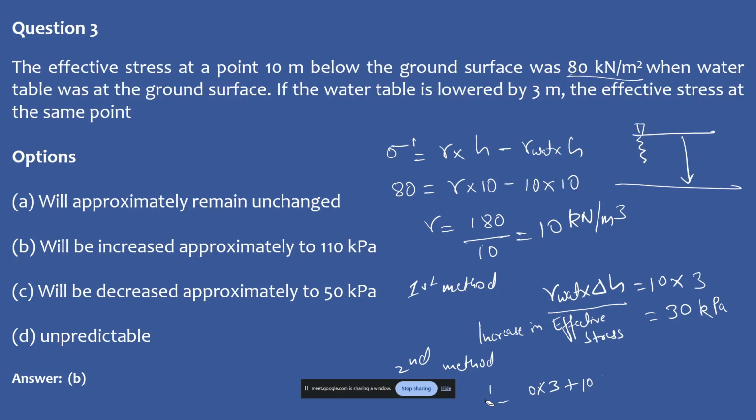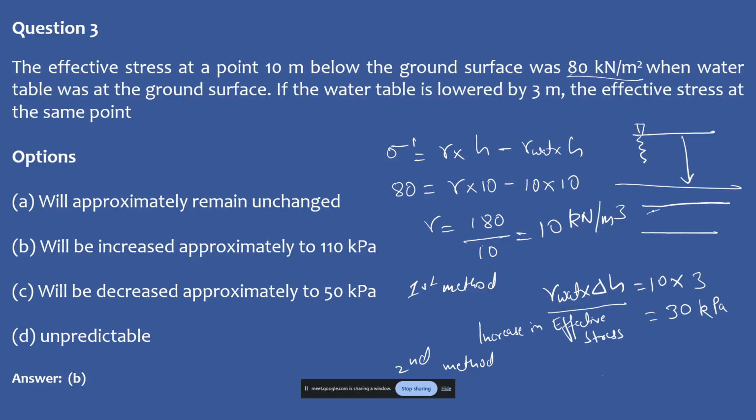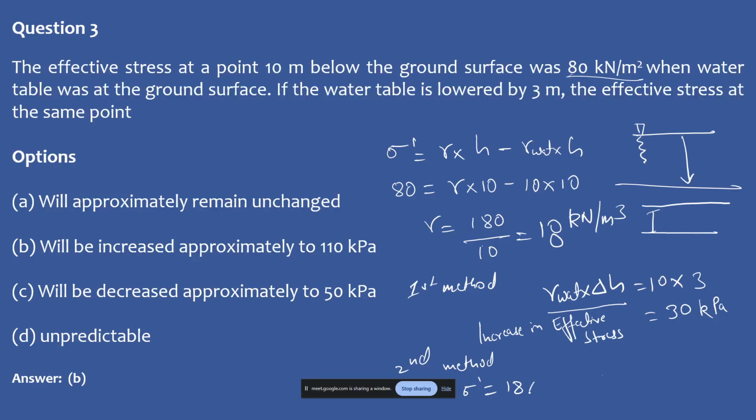I'm so sorry for that. Okay, so you are having this thing, then this is your 3 meter. Okay, this is 18, my bad. Yeah, so your sigma dash will be 18 into 10.